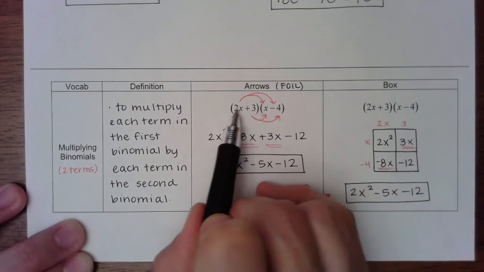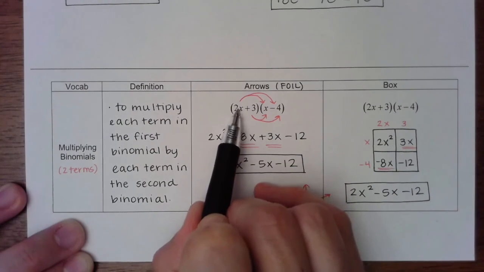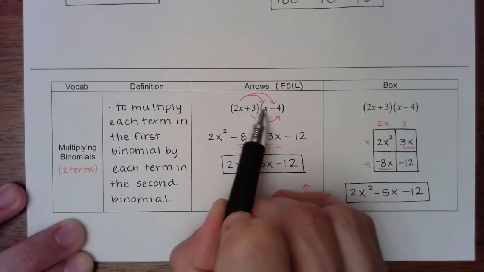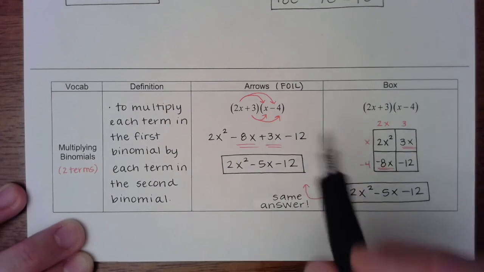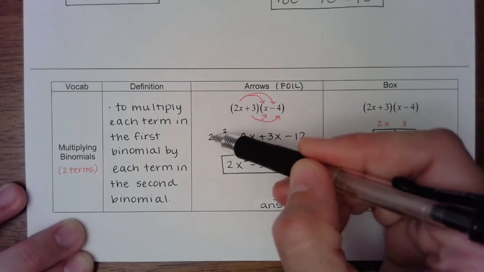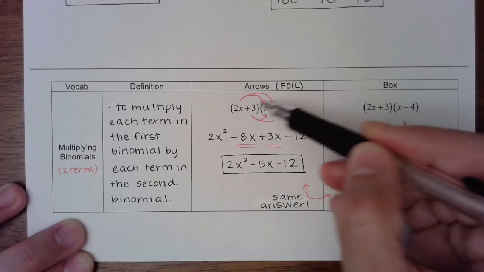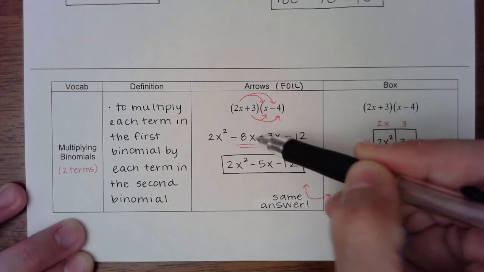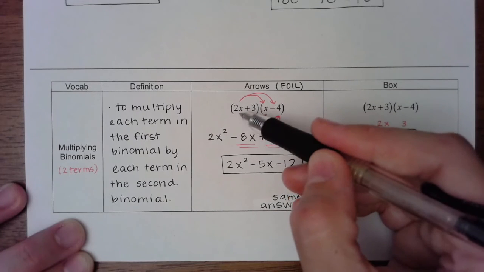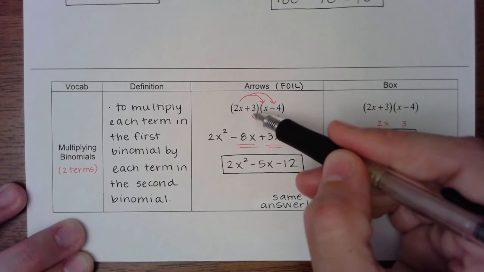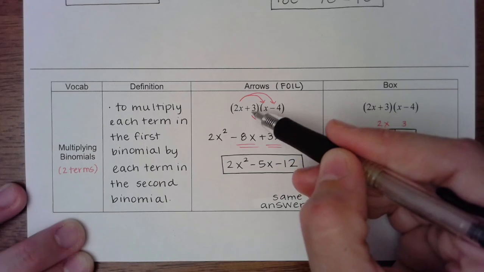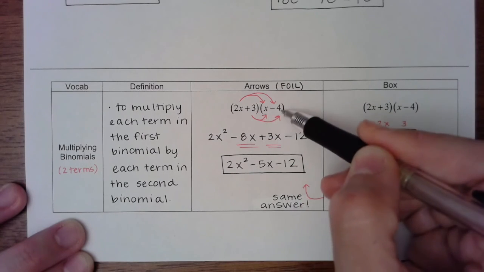So I take the first number, the 2x, and I multiply it by the x, and I multiply it by the negative 4. So 2x times x gives me 2x squared, and then 2x times negative 4 gives me negative 8x. And then I'm done with the 2x, and I move on to the 3, and so I still distribute the 3, the positive 3, to this part and to this part.